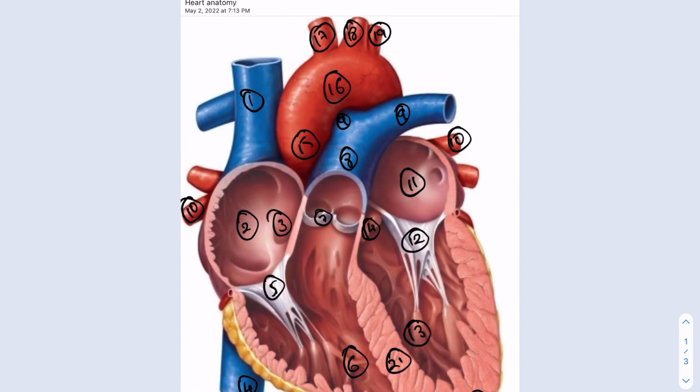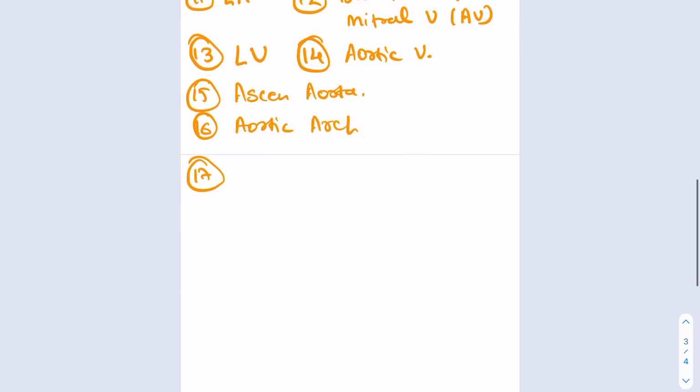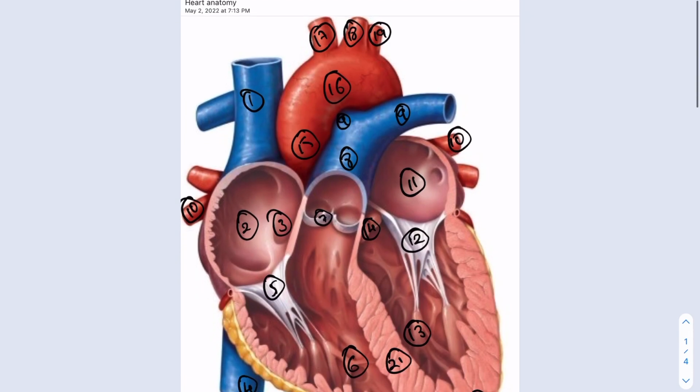Number 16 is the superior portion of the aorta, which splits into 3 other vessels, and it's called aortic arch, which is indicated over here. Number 17 is the first division of the aortic arch, and it's called brachiocephalic trunk. Brachiocephalic trunk basically carries blood to the right superior portion of the body, also towards the right upper extremities.